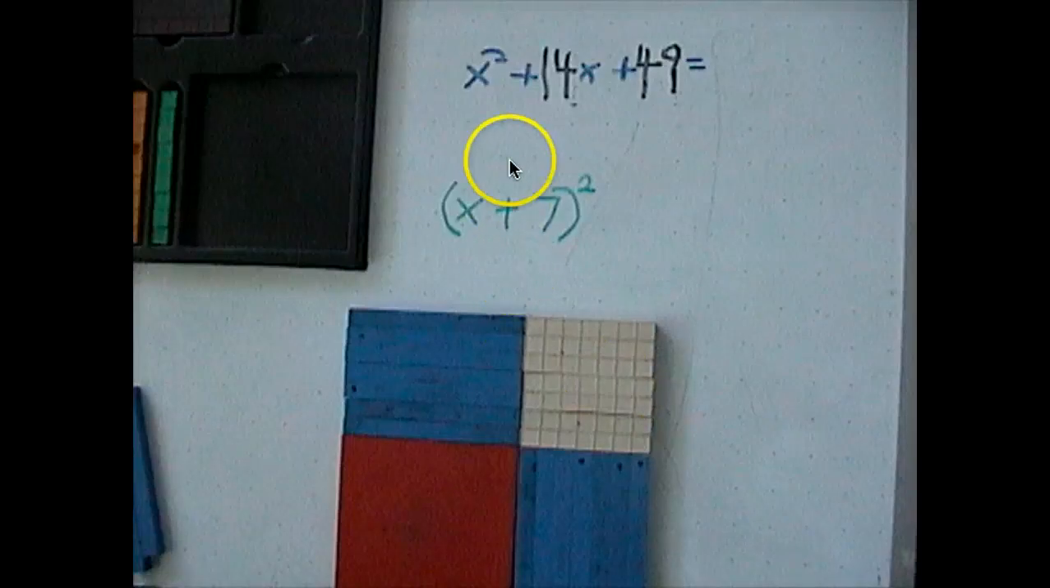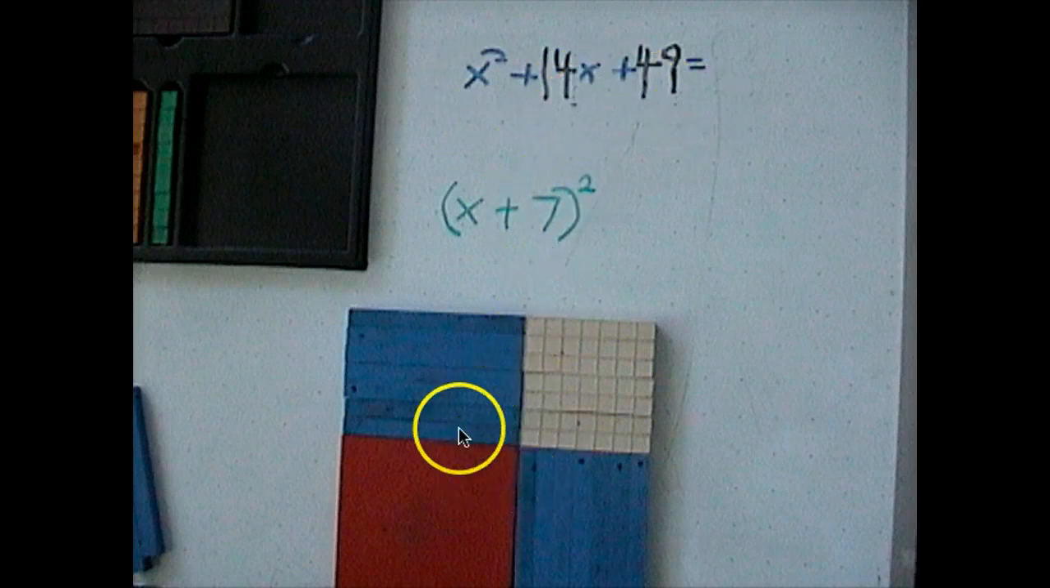Okay. There is the next one. Ooh, that looks scary. X squared, 14x, and 49. Look at that. Oh, but no, it's not. It's that. It's just that. Simple. And again, this got whipped together in seconds.